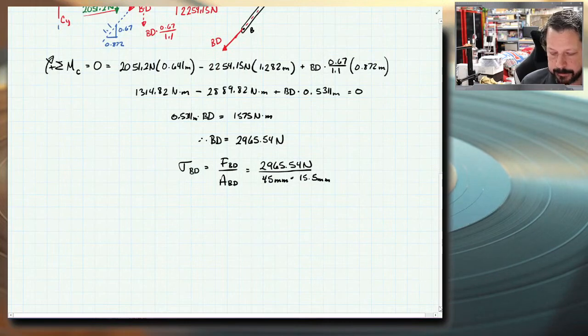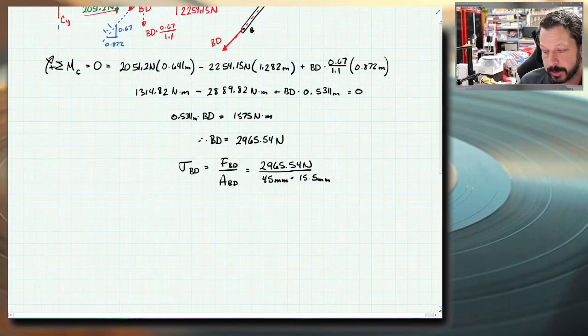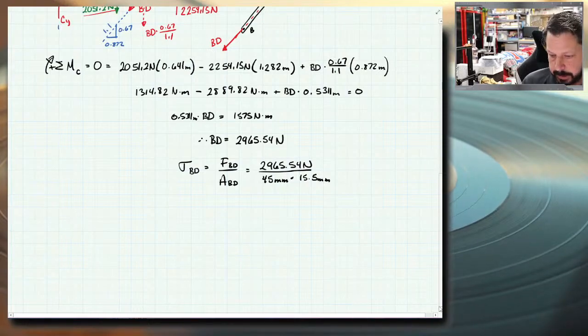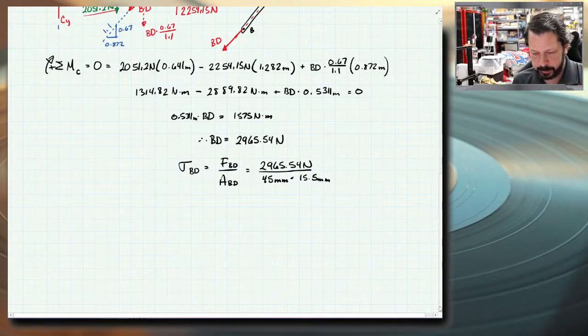Is that megapascals or gigapascals, or do I want to convert the millimeters over to meters? You know, however you want to do it. If you do newtons per millimeter squared, that would be a megapascal. So I'm going to leave it this way, but the units that we're going to write will be megapascals.